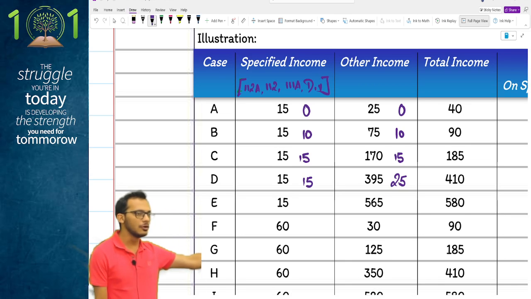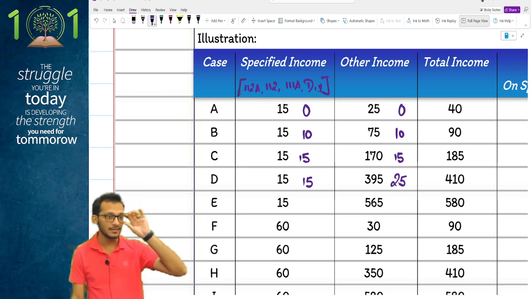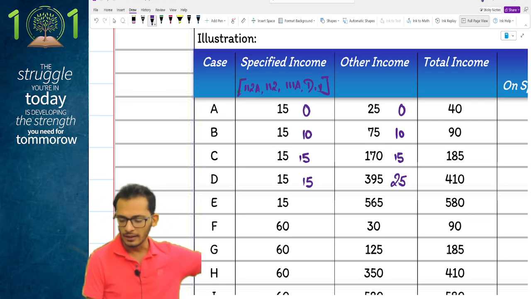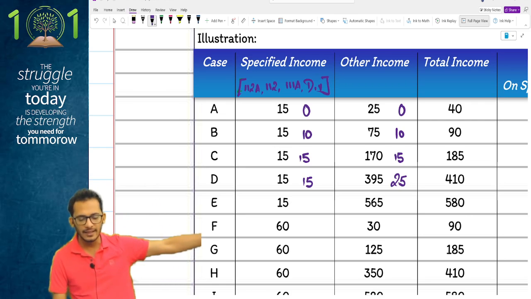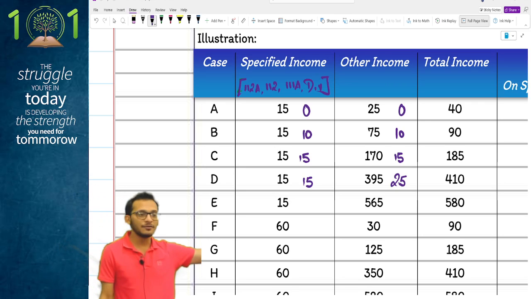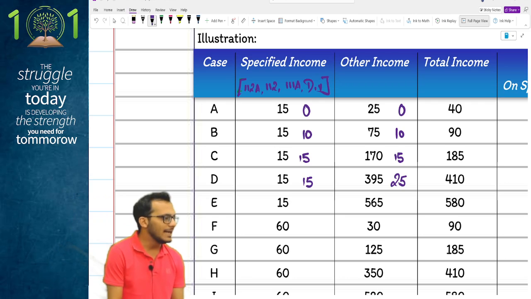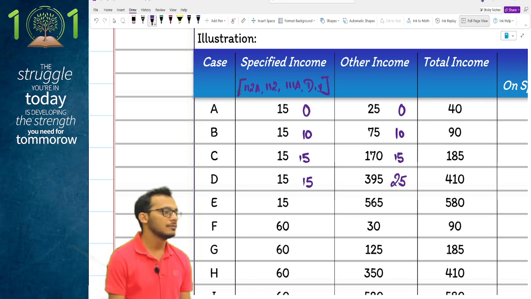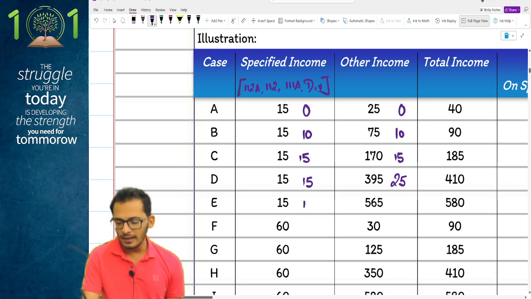This is important. Don't miss it out. This is a hidden adjustment. Be very careful about it. Case scenario number 5. My special is 15, my other is 565, my total becomes 580. Income is 5 crore 80. Surcharge will be split. Special will become 15. Others will become 37.